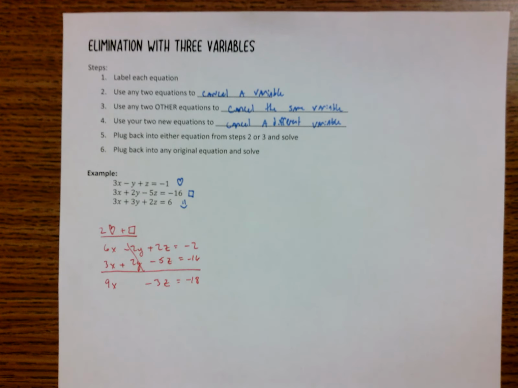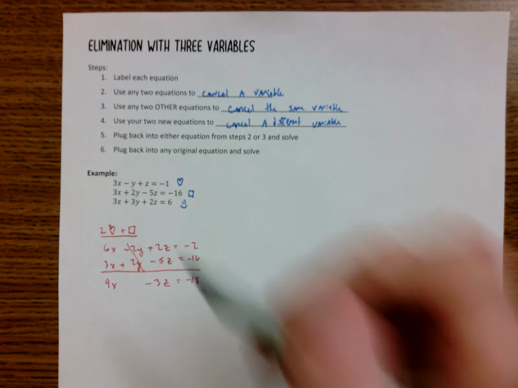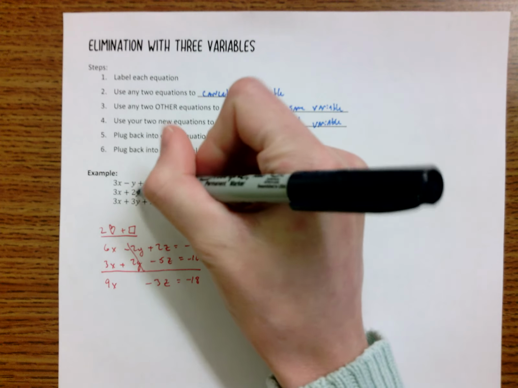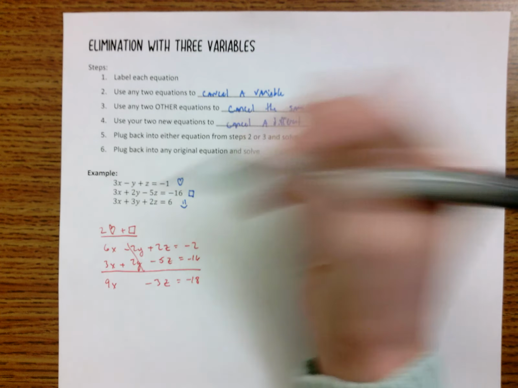Okay, so that is step number 2, I guess, based on what we have here. Now what I'm going to do is go back and find a different pair of equations that I can also use to cancel the y's. I already used these guys. This time I'm going to use the top one and the bottom one.